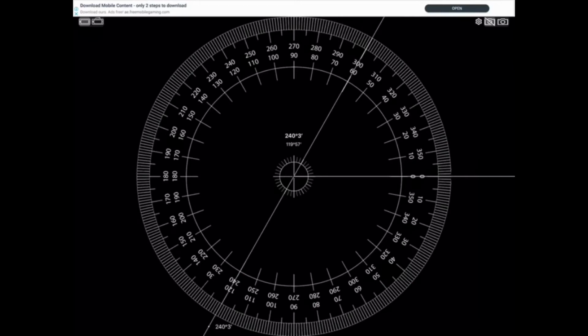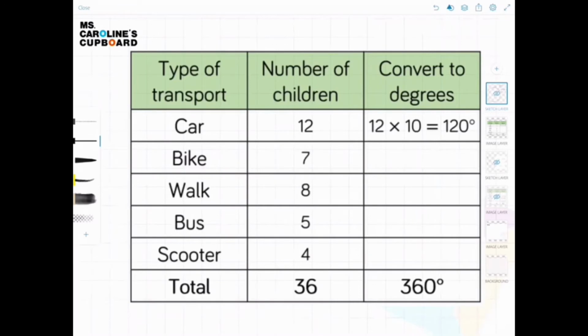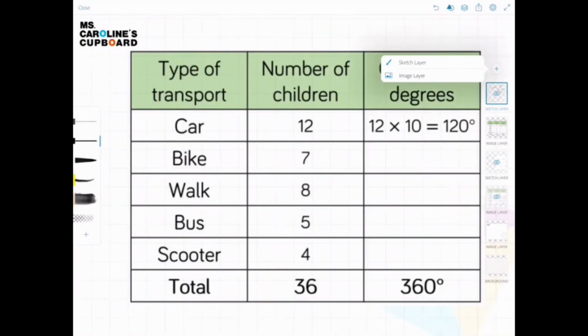So that is how you use a protractor to help you find the correct size of the sectors on your pie chart. So let's have a look at what our next one might be. Bike. So 7 children go on a bike. So what degrees would that be?